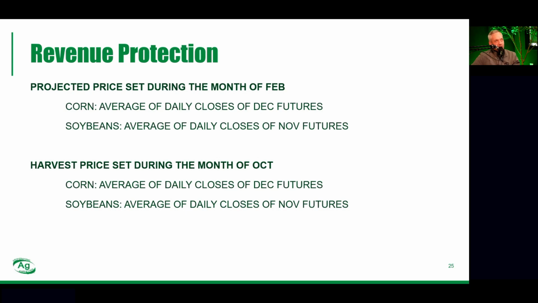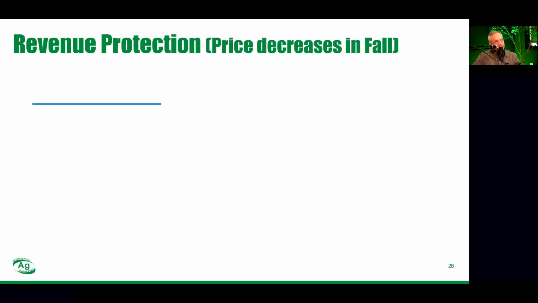So we set that projected price in February. We'll set the harvest price in October. So in October, we'll take the average daily closes of the December futures contract to set our corn price. And for soybeans during the month of October, we're going to do the same thing with the November futures. If that price is higher with our revenue protection plan, we'll reset our guarantees and increase our coverage levels. And the nice thing about it, it will not increase our premium costs at all.